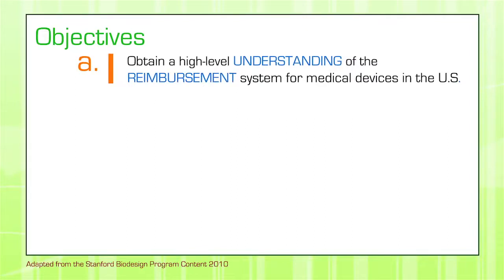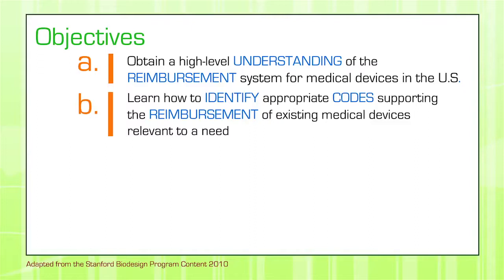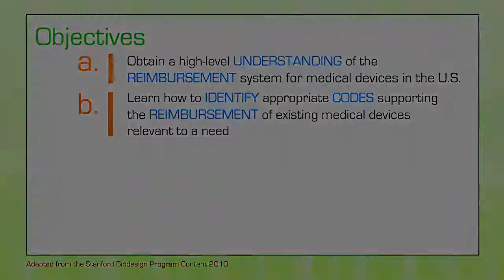So the objectives for today's class are to obtain a high-level understanding of the reimbursement process and all these systems surrounding medical device reimbursement in the US. Also, I want you to learn how to identify appropriate codes supporting reimbursement of existing medical devices relevant to your need. As you're going to see, reimbursement in the US at least is absolutely determined by codes. And so knowing the different types of codes, their classification, and how to find them should be of great usefulness for you in your biodesign process.